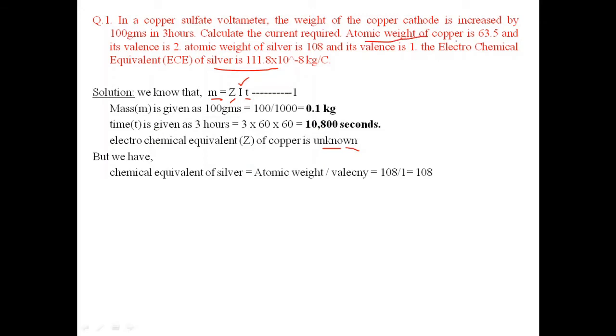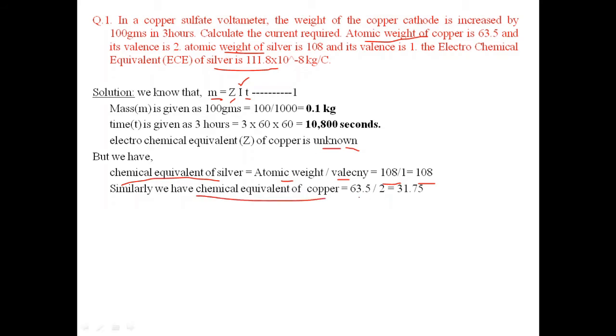We have the atomic weight of copper and the atomic weight of silver. The chemical equivalent of silver is the atomic weight divided by valency, so that is 108 divided by 1. I'll tell you why we are calculating the chemical equivalent: we can have a relation between the chemical equivalent and the electrochemical equivalent. So first I will find the chemical equivalent of silver as well as copper. Similarly, the chemical equivalent of copper is the atomic weight, 63.5, divided by its valence, 2.